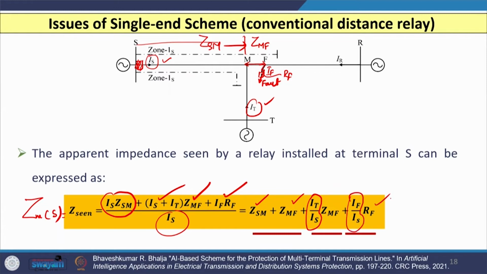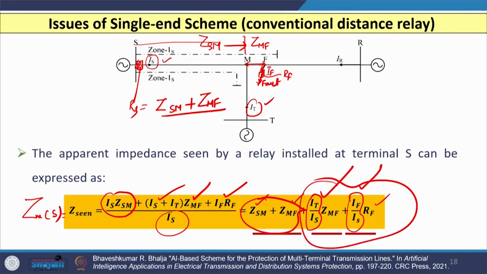So, actually if a fault is going to occur at this point, then the distance relay located at S, let us say RS, has to measure the impedance, that is ZSM plus ZMF, only these first 2 terms. However, because of the remote infeed, that is this term, and because of the impact of RF, that is this term, these additional 2 terms are involved, and hence the apparent impedance seen by the relay is different from the actual or true value of impedance.